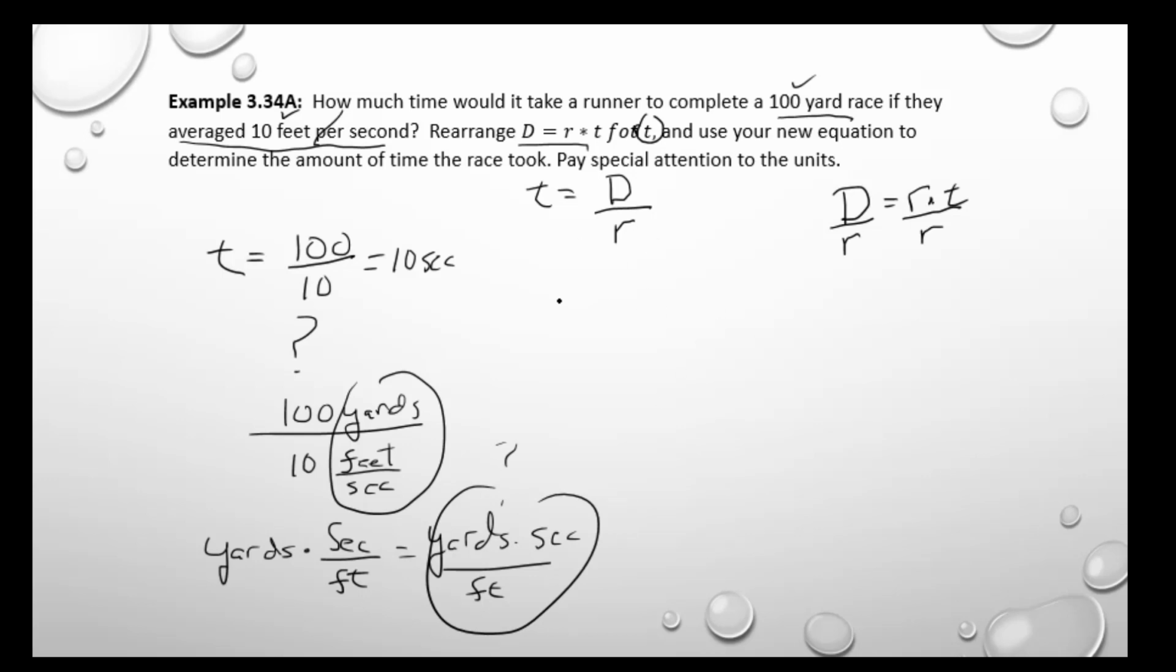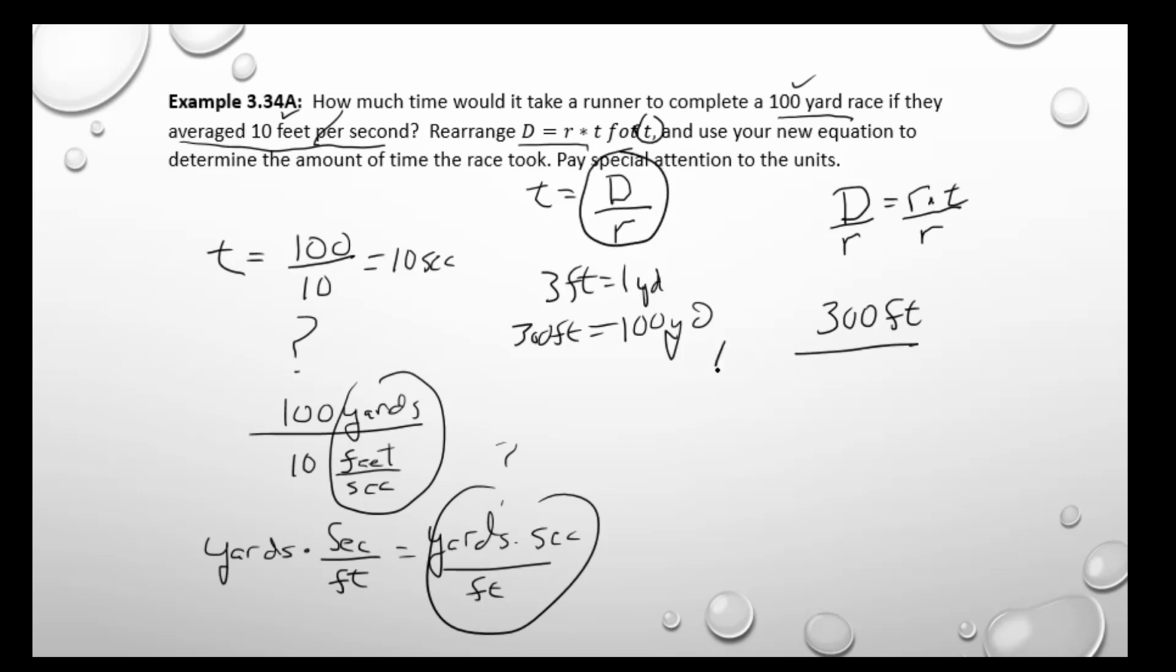So what I'm going to do is I know there's 3 feet equals 1 yard. So therefore, 100 yards is 300 feet. So I'm going to use 300 feet. I'm going to put the numbers back into the equation here. Time equals 300 feet divided by 10 feet per 1 second, right?